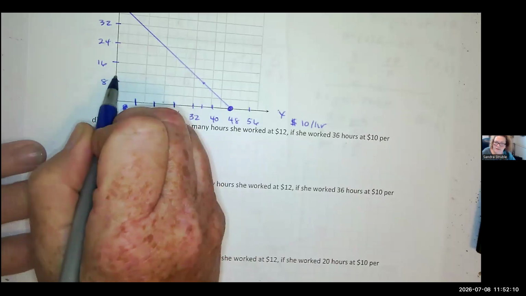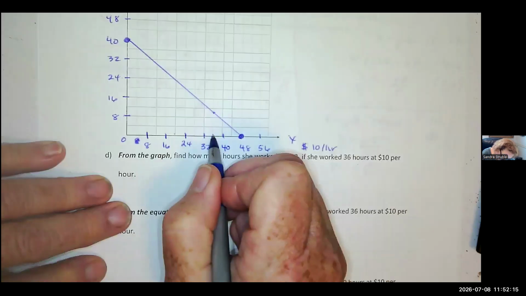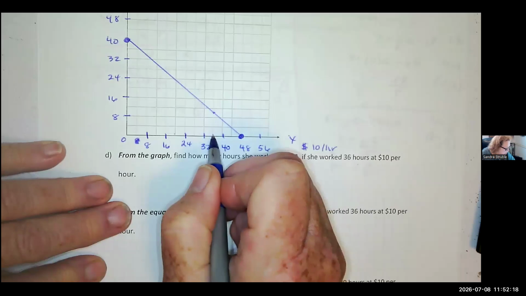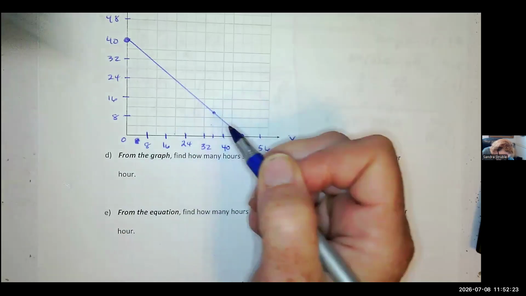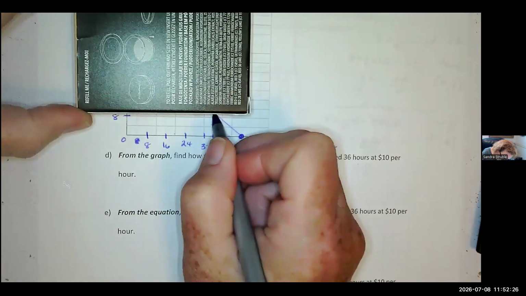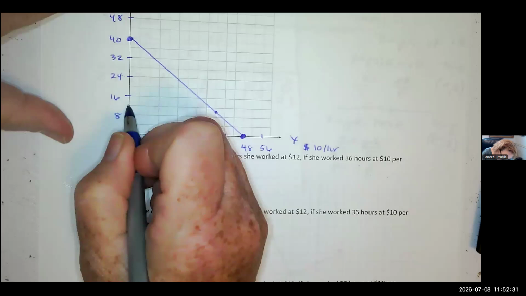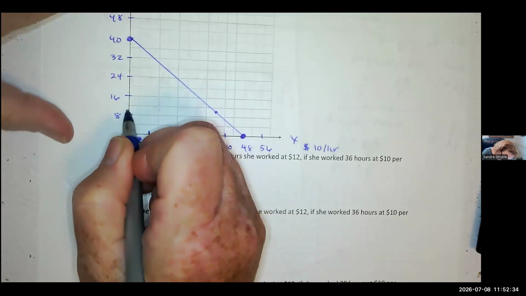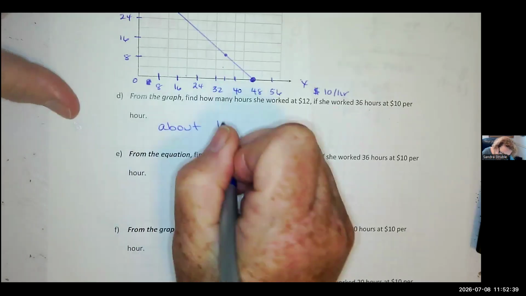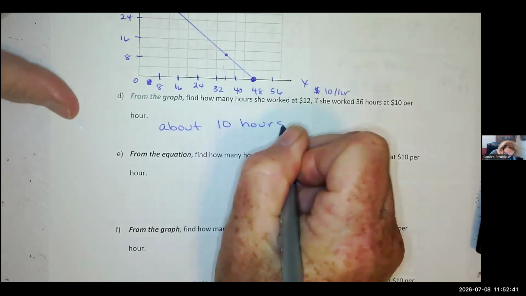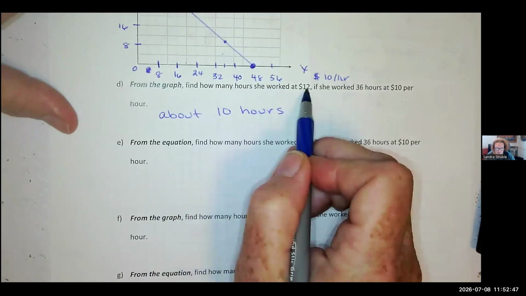Can you see that? So if we look, this is the 36. Come up here and find it on the line, and then look to see where that's hitting. It's right in between the 8 and the next line. So this would be 12. So if it's between 8 and 12, that's going to be 10. So it's about 10 hours. If she worked 36 hours for $10 an hour, she had to have worked about 10 hours at $12 an hour. This line is representing the working of the 2 hours.